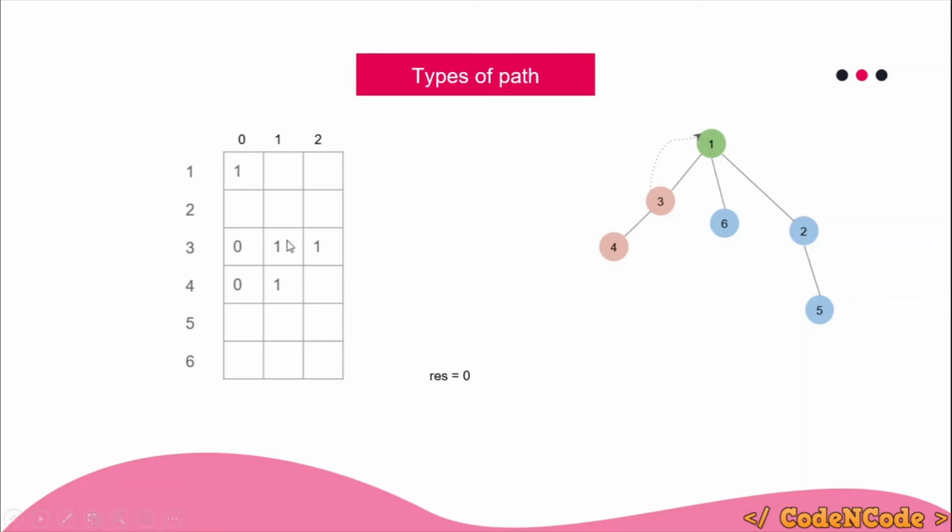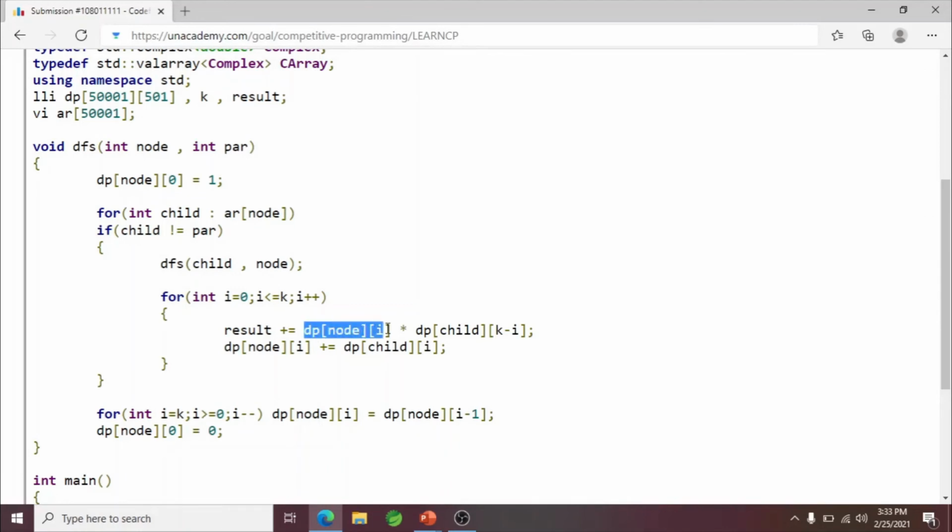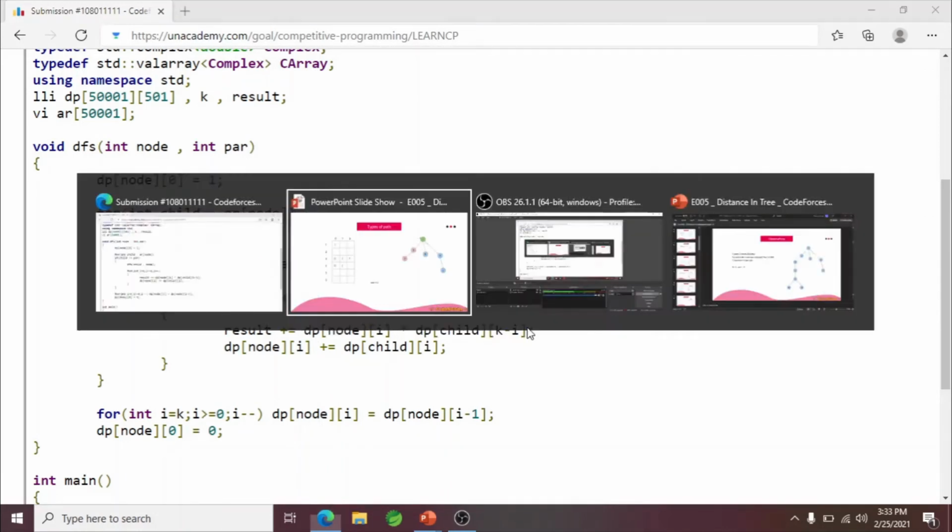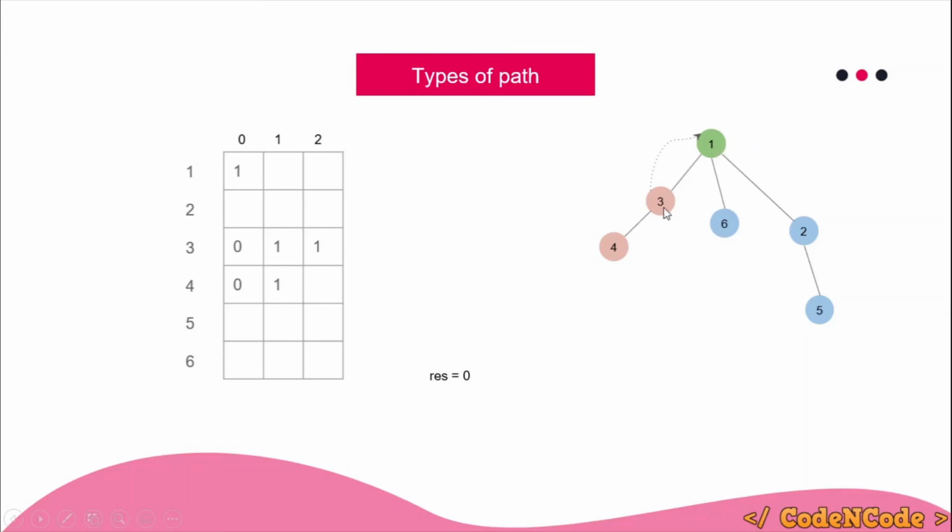So the number of nodes already found at distance 1 times the number of nodes newly found at distance 1. So dp of 3 of 1 times dp of 1 of 1. Here all of the cells which are not present here are actually 0. So 1 times 1 is 0. So result will be incremented by 0, and this would be added here.